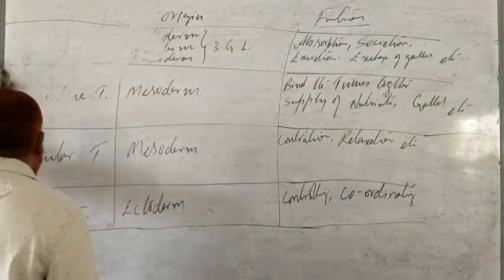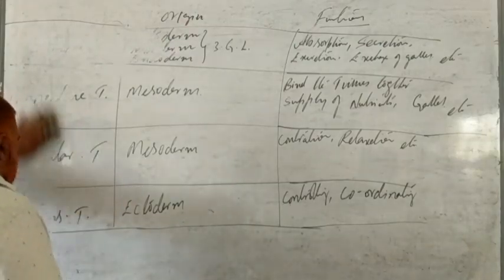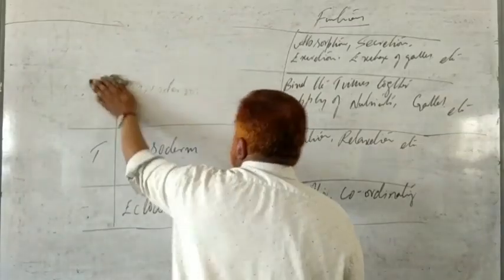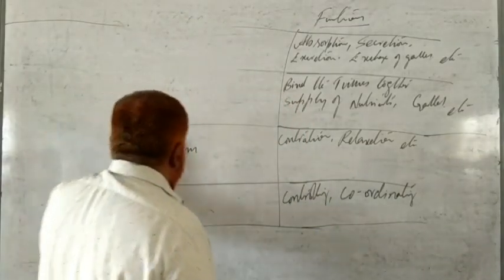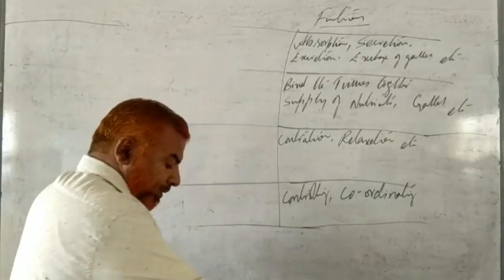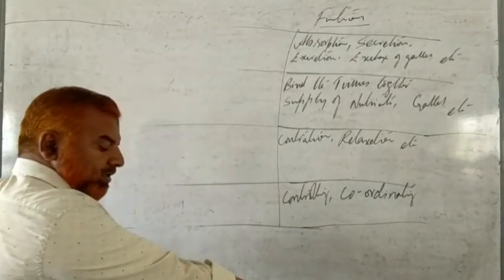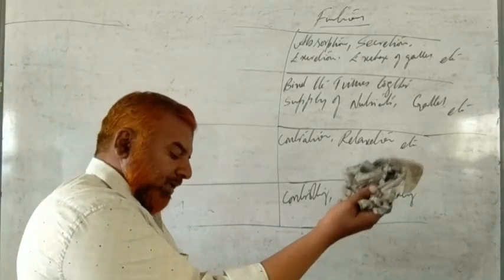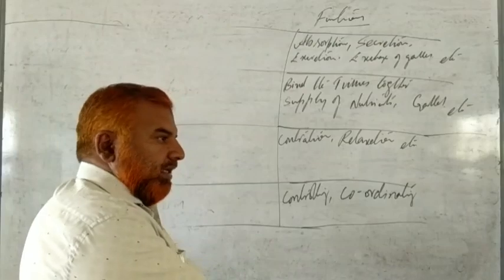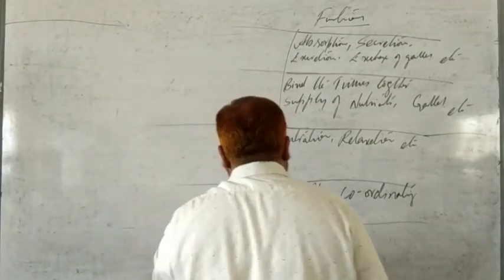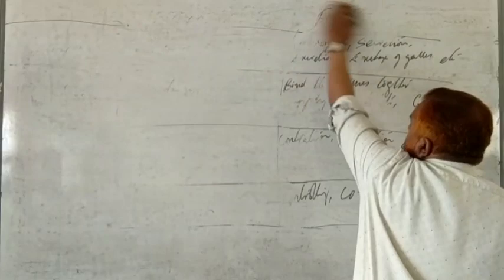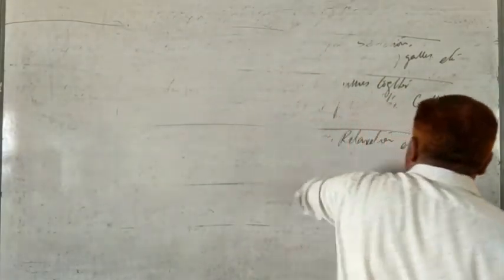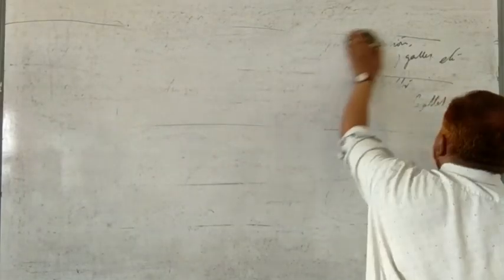What will we see today? Epithelial tissue. Clear? Epithelial, the first type of tissue, we will take up. Fine. Epi refers to what? Epi refers to upper. Epidermis, you might have seen. Fine. Clear? Epi refers to upper or outer, upper or outer tissue.